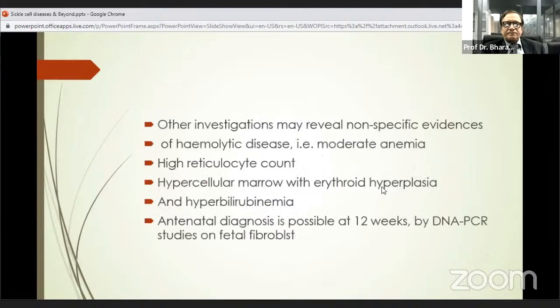Other investigations are non-specific: there is a hemolytic picture, a moderate anemia, high reticulocyte count, hypercellular marrow with erythroid hyperplasia, and hyperbilirubinemia. Antenatal diagnosis is possible at 12 weeks by DNA PCR study in fetal fibroblasts.